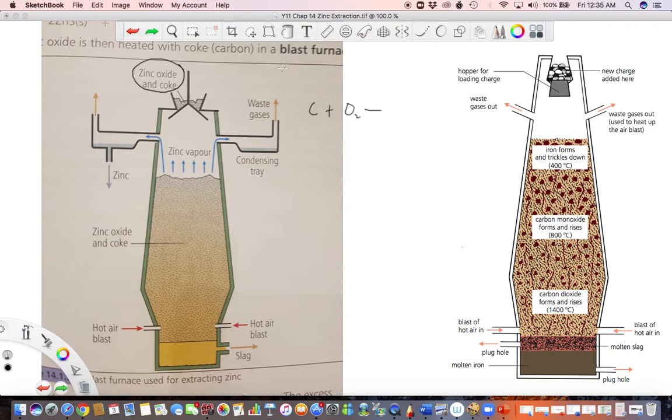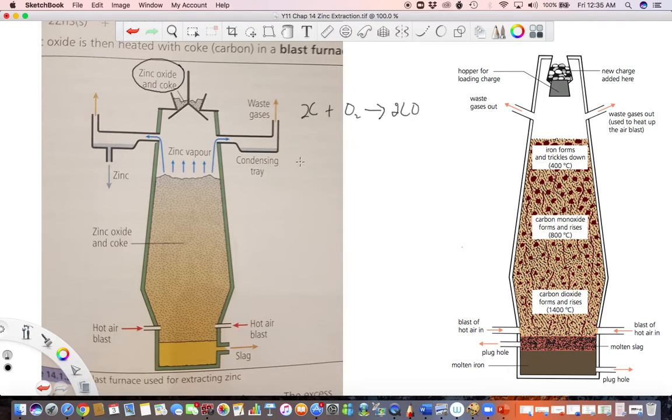So carbon monoxide. Now, this is important. We need carbon monoxide, not carbon dioxide, because carbon dioxide would be quite useless in causing the reduction of zinc oxide. Now, so you get 2 molecules of carbon monoxide. So we'll put 2 here. This carbon monoxide will be instrumental.